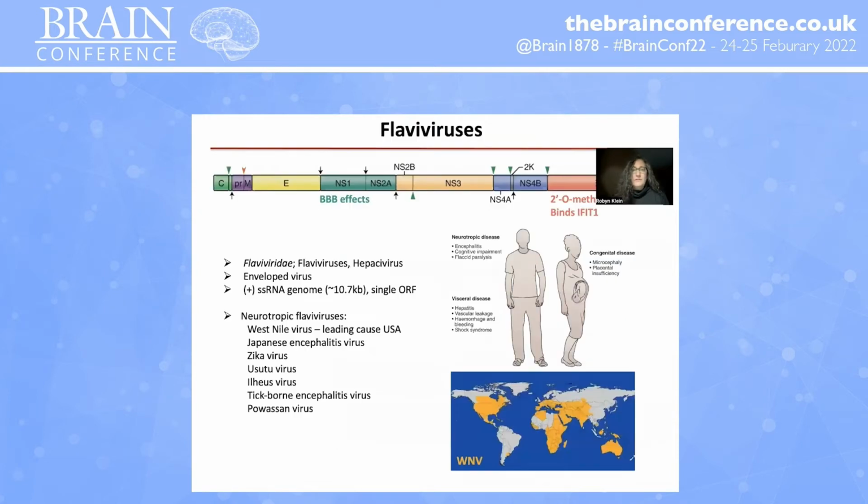So to begin with, flaviviruses are enveloped positive single-strand RNA genome viruses, and they're expressed as a single open reading frame. Some of their non-structural proteins have various effects on the blood-brain barrier and also on innate immune binding. West Nile virus is the leading cause of encephalitis in the United States, and it can cause not only encephalitis, but flaccid paralysis, meningitis, and can lead to long-term cognitive impairment.